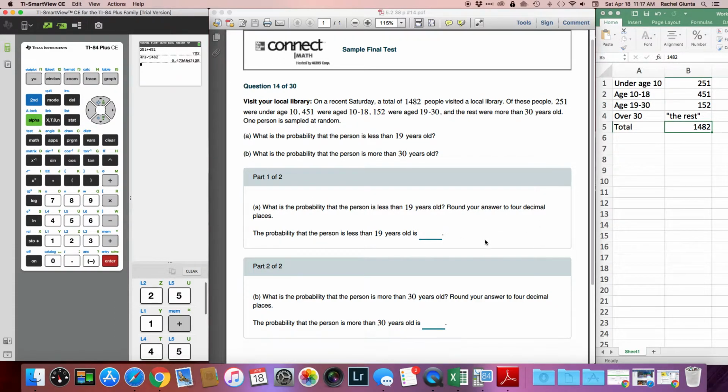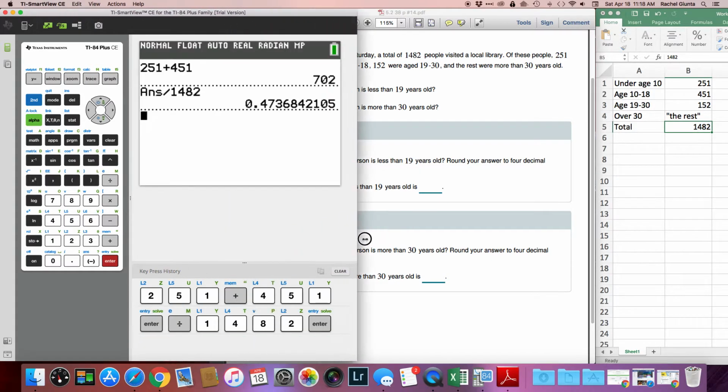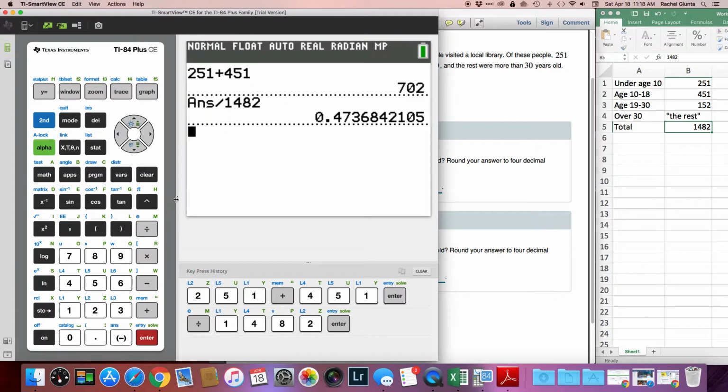For the second one, the probability that the person is more than 30 years old. It doesn't come out and tell us how many people are more than 30, but we know all the other categories and we know the total. So if we add up all the other categories and subtract them from the total, that will tell us how many were over 30. I'm going to expand the calculator a little bit since I've got all the numbers over there, so you can see this part. It's more important right now.